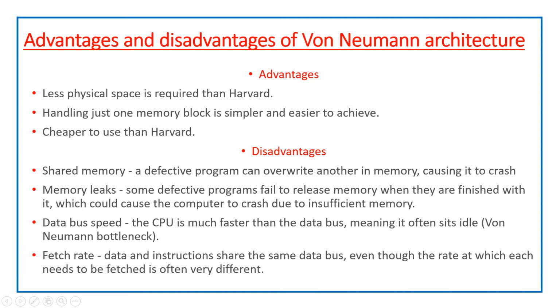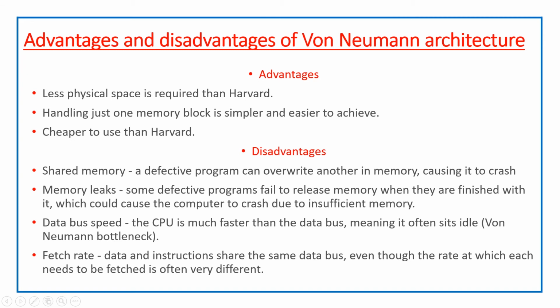Third point is data bus speed. We know that the speed of the CPU is much faster than the data bus. So the CPU has to sit idle for the data bus to bring the data. This concept is also known as the von Neumann bottleneck. Means the CPU has to sit idle for the data bus to bring the data.